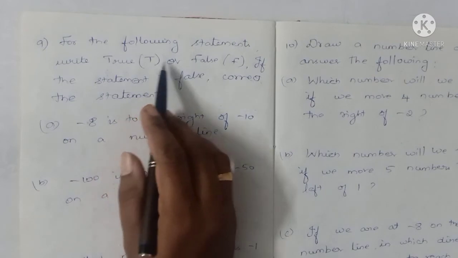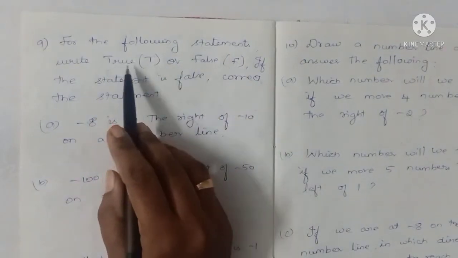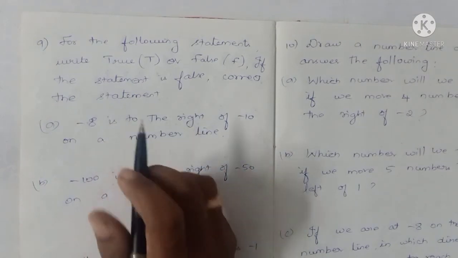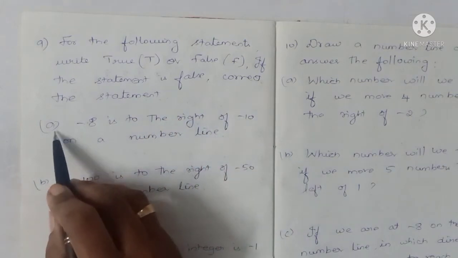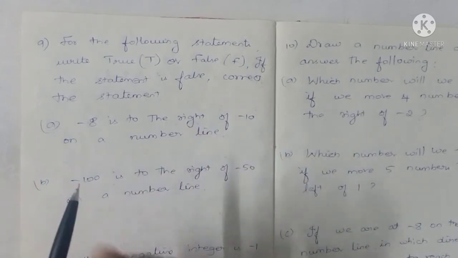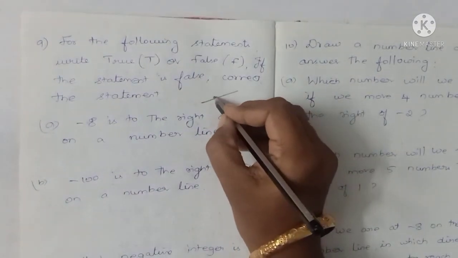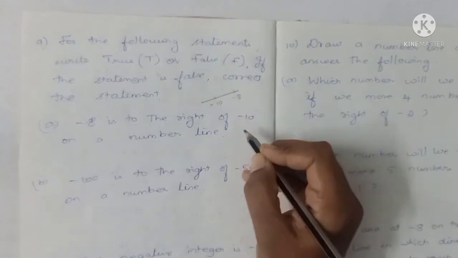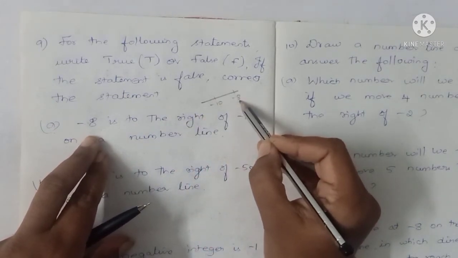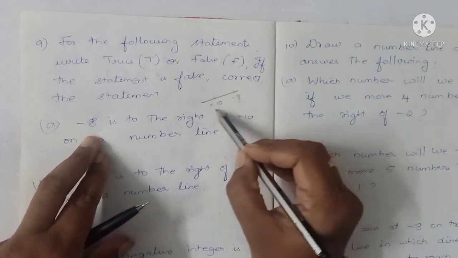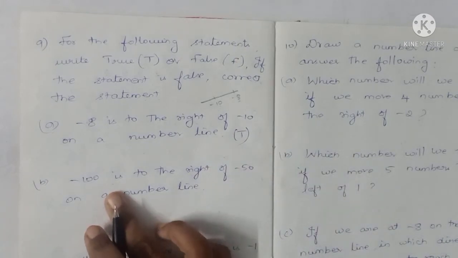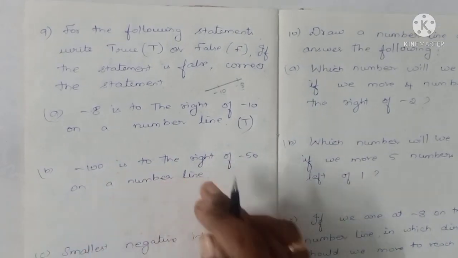Sum number 9. For the following statements, write true or false. If the statement is false, correct a statement. So we have to say which is true or false. If it is false means we have to correct a statement. Okay. First subdivision, minus 8 is to the right of minus 10 on a number line. So you just consider a number line. This is minus 10 will be here, minus 8 will be here. So the question is minus 8 is to the right of minus 10. It is correct, isn't it? Minus 8 is right of minus 10. Correct statement. So then it is true. It is true.